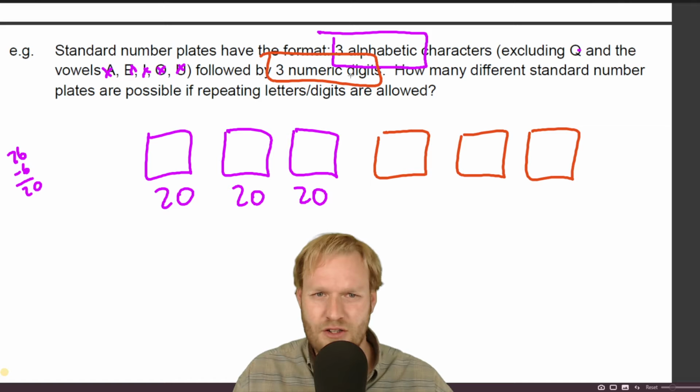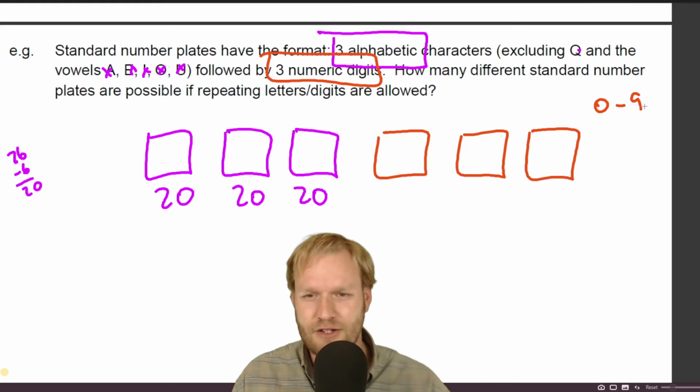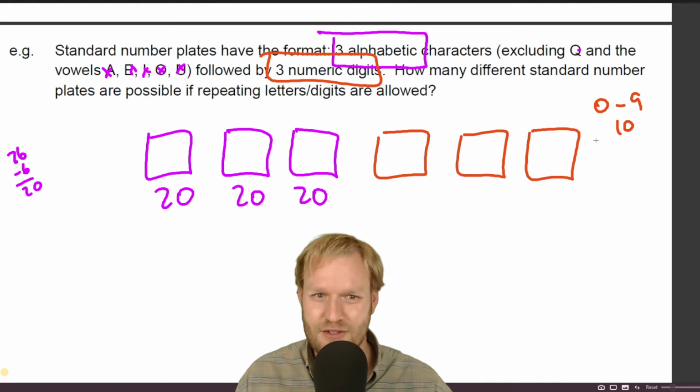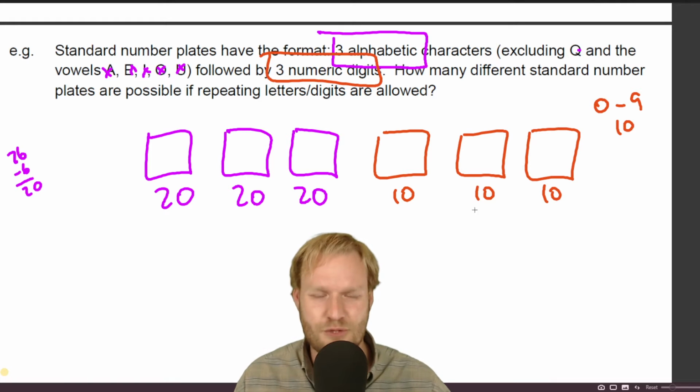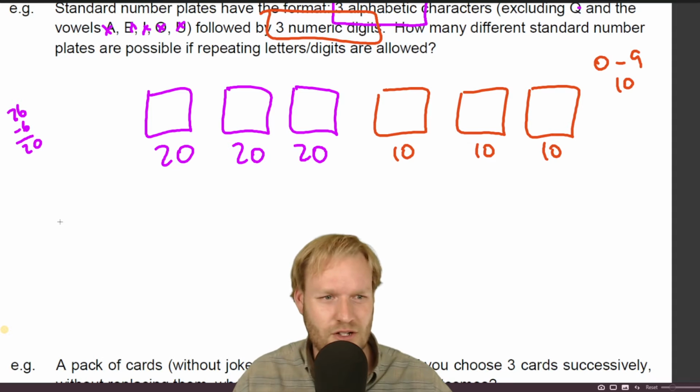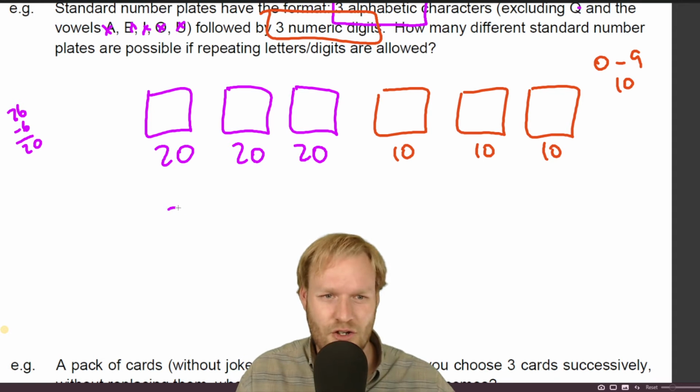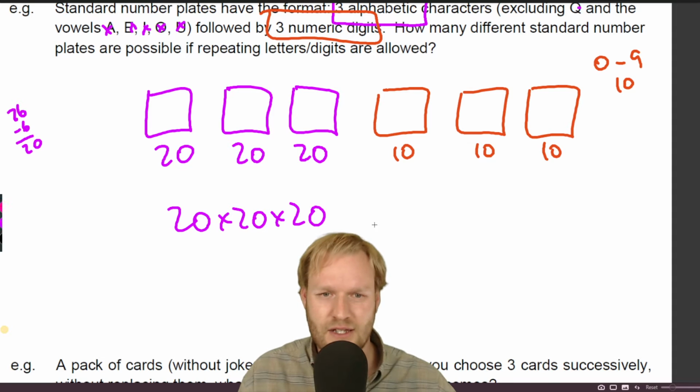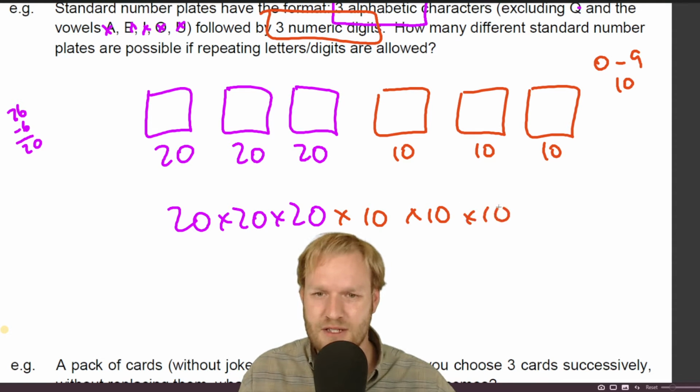And then we've got 3 numeric digits. Now for the numeric digits, we've got 0 up to 9. So if you count that up on your fingers, there are 10 of those. So we've got 10 different options there, 10 different options, 10 different options. So expanding on that idea of the shirts and the pants, we could go 20 times 20 times 20, and then keep multiplying by 10 times 10 times 10.